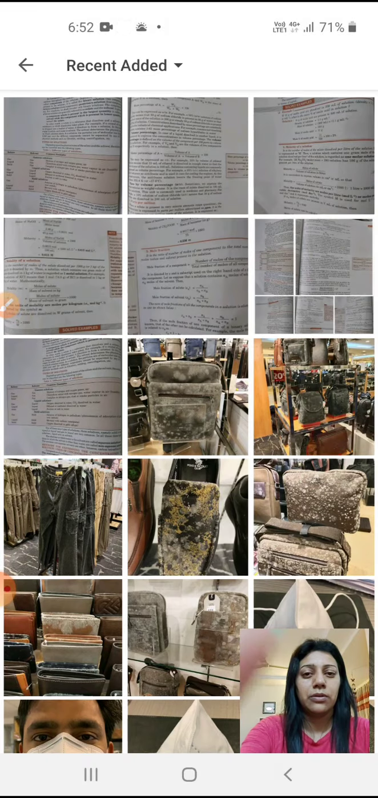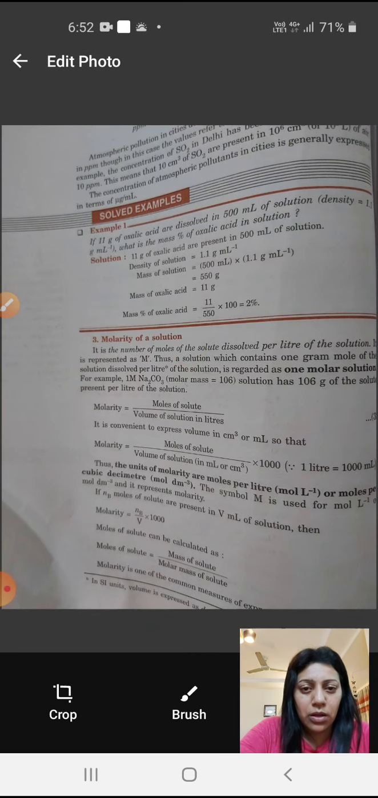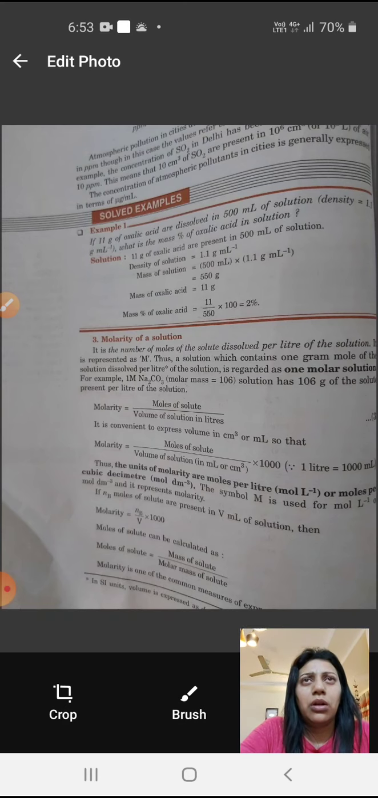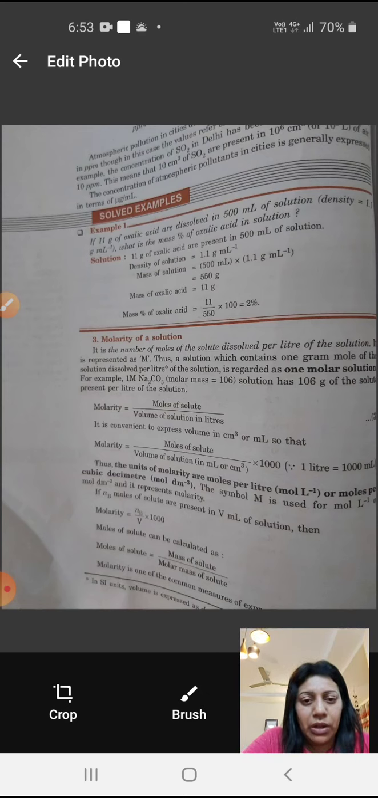Next is molarity. Molarity of the solution is the number of moles of the solute dissolved per liter of the solution. Molarity is equal to number of moles of solute upon volume of solution in liter, and in case of ml, multiply by 1000. It is denoted by capital M. Molarity is one of the common methods of expressing concentration, and is frequently used in the laboratory. Molarity is equal to nB upon V, where nB is the number of moles of solute and V is the volume of solution, multiplied by 1000.